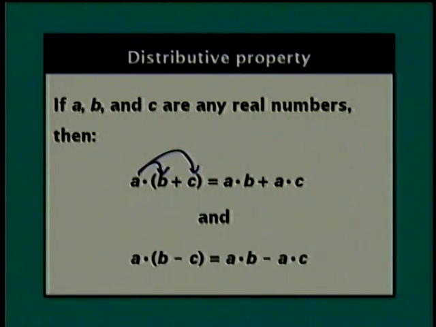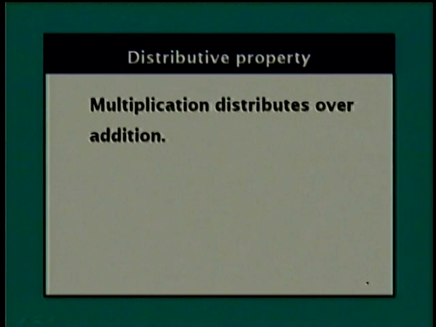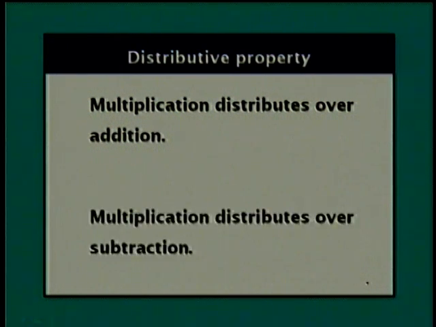Multiplication also distributes over subtraction. A times B minus C equals A times B minus A times C. This really is just a special case of the distributive property of multiplication over addition. A times B plus the opposite of C equals A times B plus A times the opposite of C. But because we see subtraction so often, it's worth remembering that not only does multiplication distribute over addition, multiplication also distributes over subtraction.